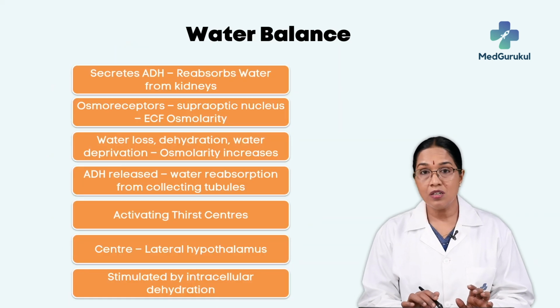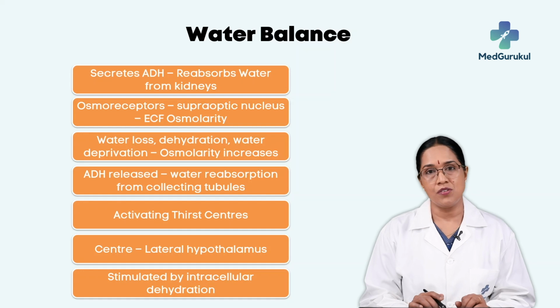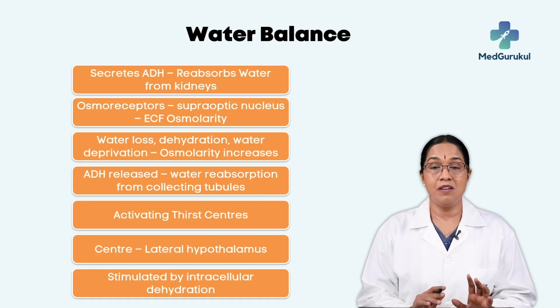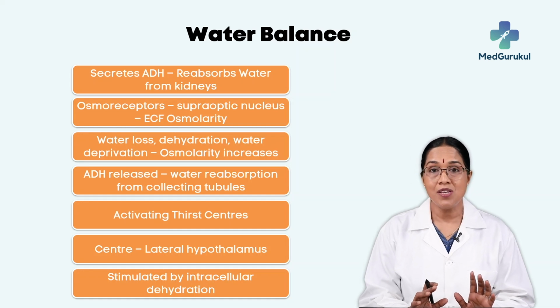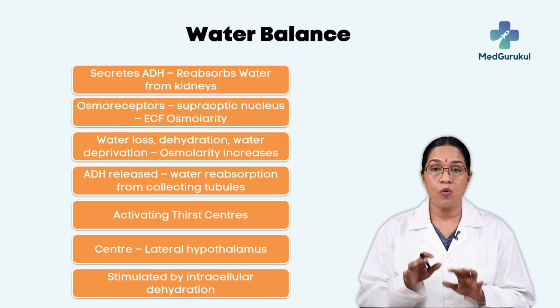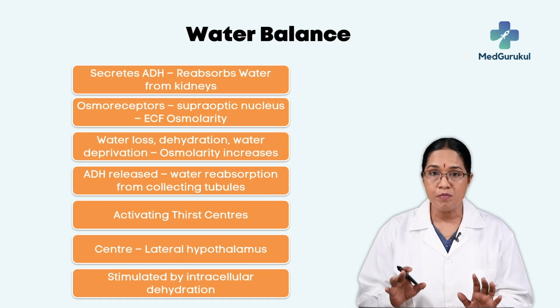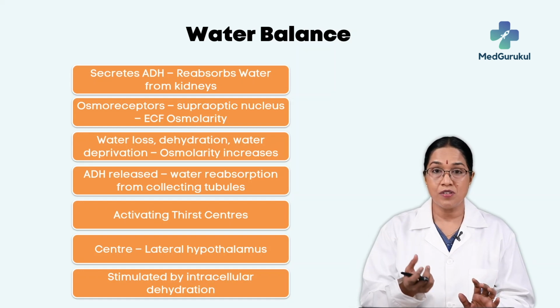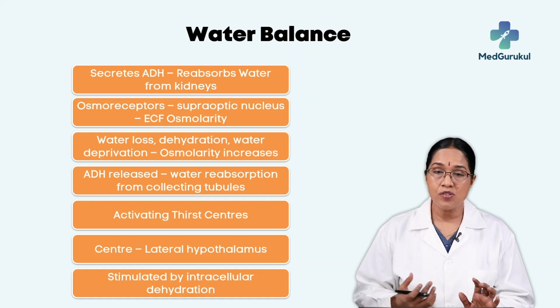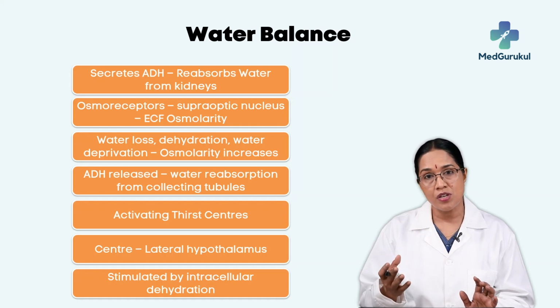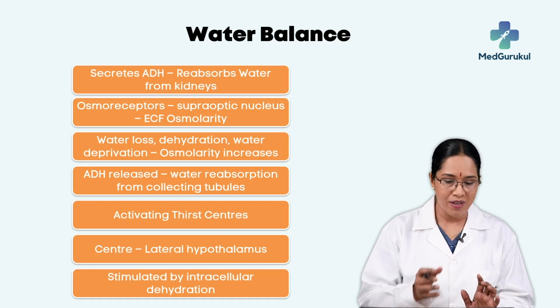Now, coming to the third function, which is water balance. What is the involvement of the hypothalamus in regulating the water levels in different compartments of the body? That is, the water inside your vessels, in the extracellular fluid compartment, and in the intracellular fluid compartment. How is the water balance maintained?